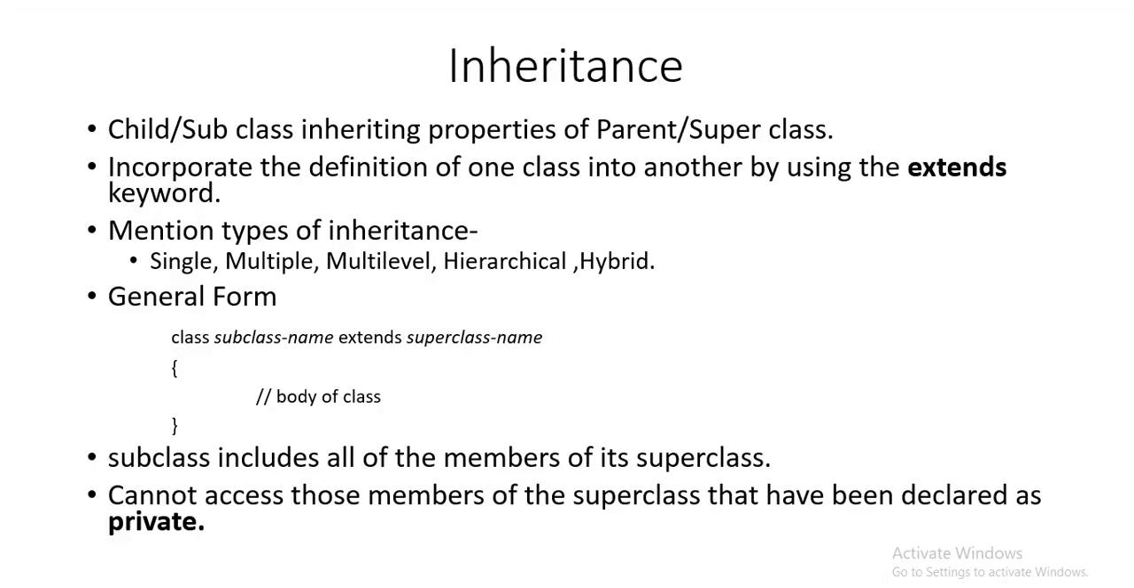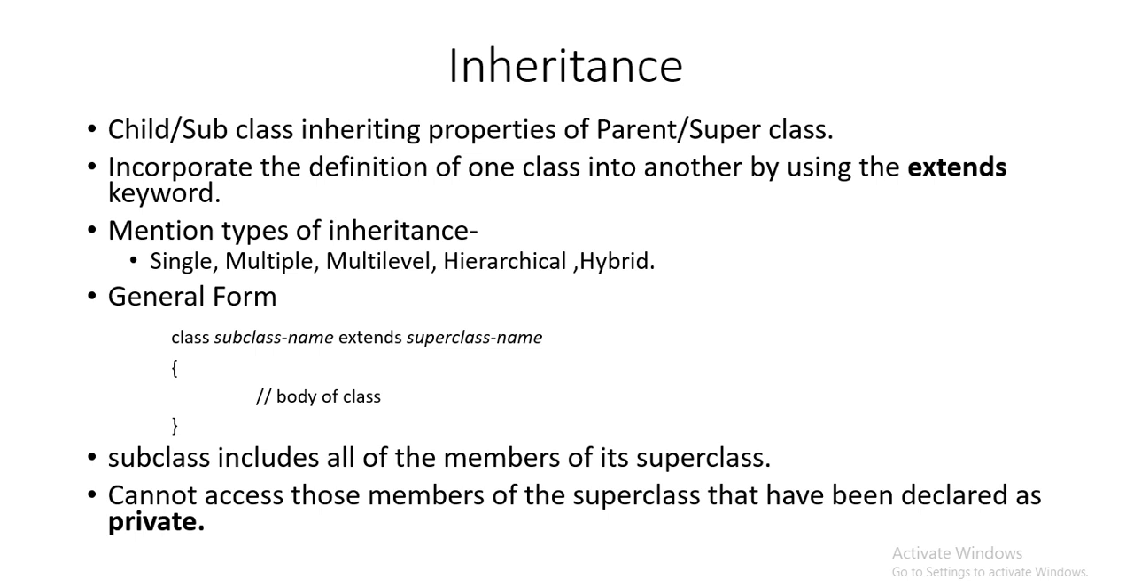Now, the child class or subclass inherits the properties of a parent class or superclass. You can call it a parent class, a superclass or a base class. The specific definition: inheritance means one class acquires the properties of another class. The child class or subclass inherits, or acquires, the properties of the parent class or superclass. That is the definition of inheritance.